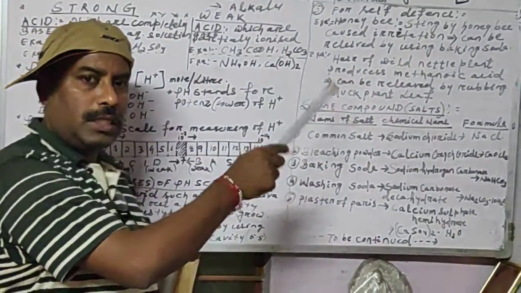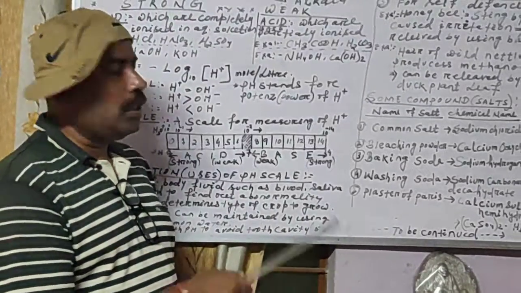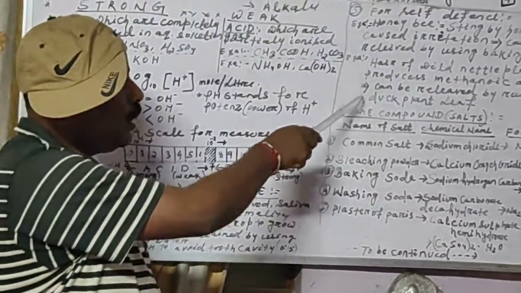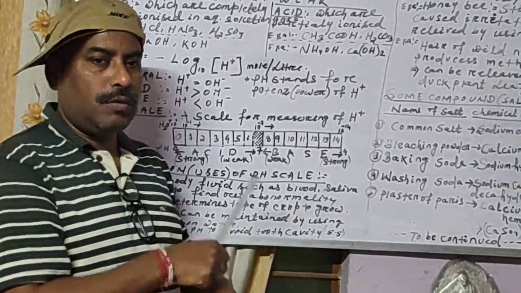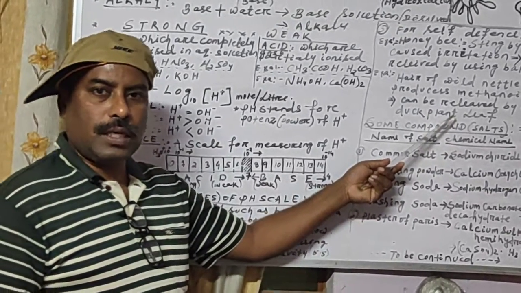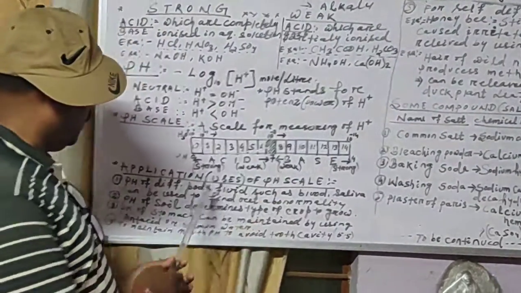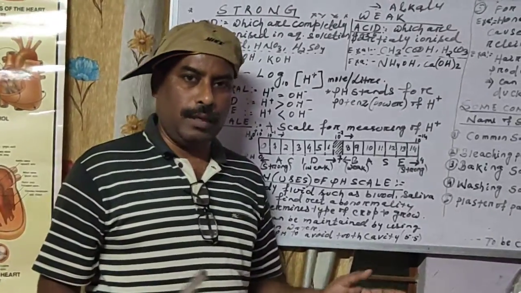To avoid this, there are some plants available nearby known as the dock plant. If we take this dock plant leaf and rub it on that part, we can get relief, because the dock plant leaf produces a basic type of secretion, which when rubbed comes in contact with the acid and neutralizes it. So we get relief. All these are known as the applications or uses of pH in our everyday life.